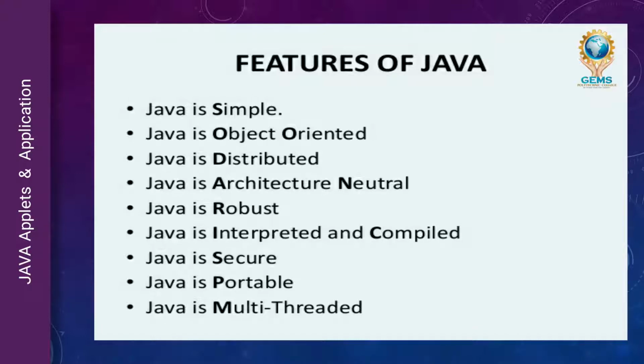Now we will see the features of Java. Java is simple, object oriented, distributed, architecture neutral, robust, interpreted and compiled, secure, portable, and multi-threaded. These are the features of Java. Again, I want to emphasize these words. Why did it become very popular? Simple: it's very simple to learn and simple to apply.